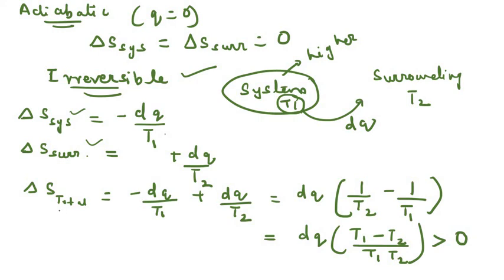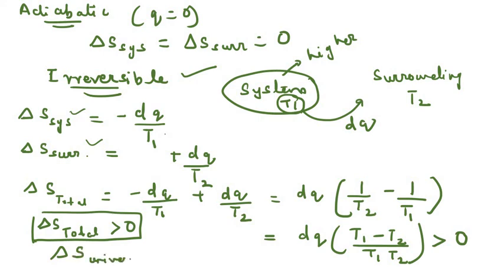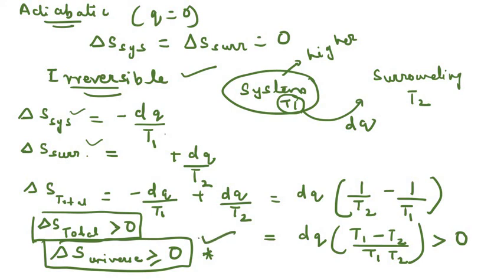So for an irreversible process, what can we say? The delta S total is greater than 0, or we can say that the change in entropy for the universe is greater than or equal to 0. Why is it greater than? Because for an irreversible process, the total change in entropy is greater than 0, whereas for a reversible process, it is equal to 0. So, delta S universe is greater than or equal to 0.